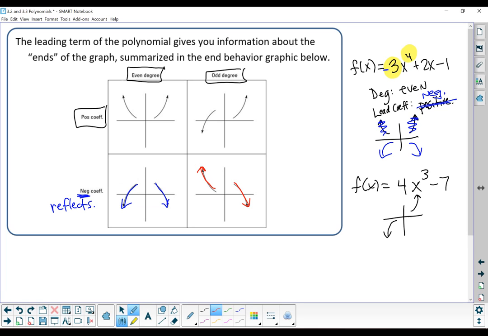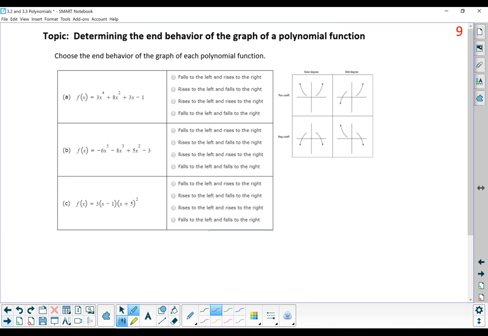And you need to understand this chart, and you need to understand which powers and which coefficients are going to give you which behavior. And it's not on your reference sheet. So you just need to internalize that. So this topic is asking us to choose the correct end behavior for each of these polynomials. And I like to think about them and draw myself a little sketch.